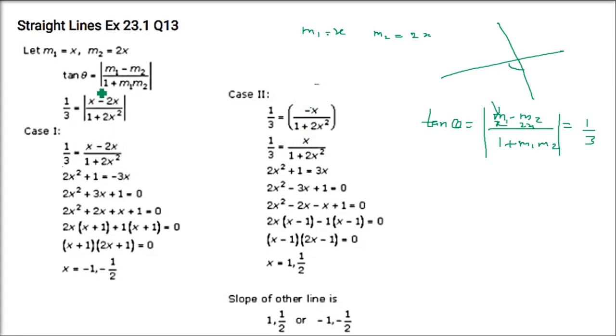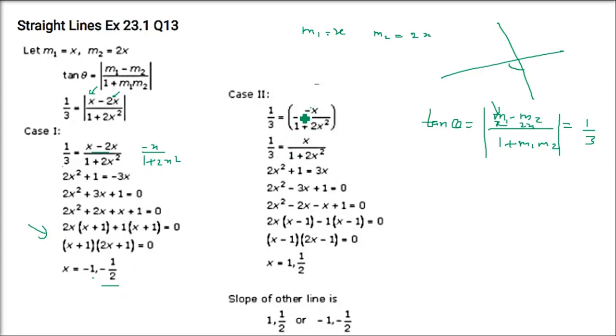So let us start. This is x minus 2x, which is minus x, by 1 plus 2x square, with M1 as x and M2 as 2x. We have done this a lot, so I hope you will be able to form a quadratic equation and solve it. The solutions will be minus 1 and minus half. You are going to do this, because we have done quadratic equations a lot.